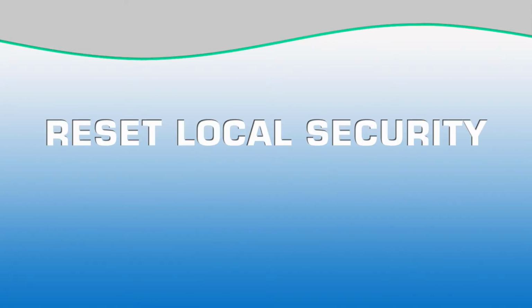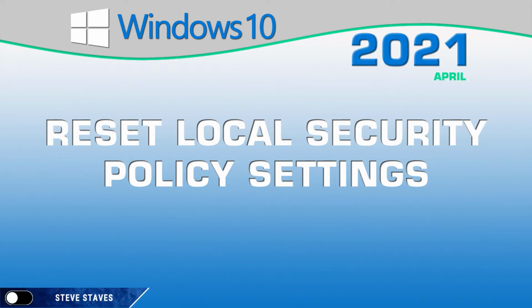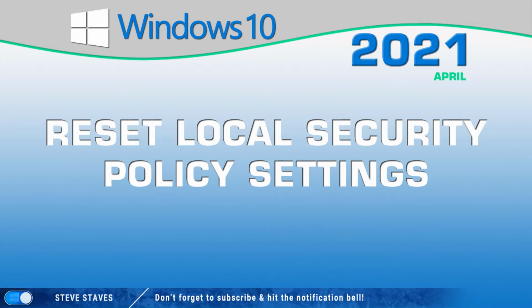There may come a time when it is necessary to reset the security settings in Windows 10 back to the default. Perhaps you made the wrong setting change while configuring them, or a malware infection may have corrupted the security. In either case, it is fairly straightforward to reset the settings.